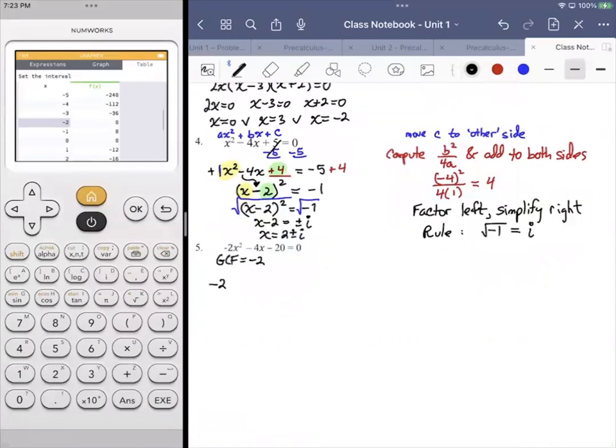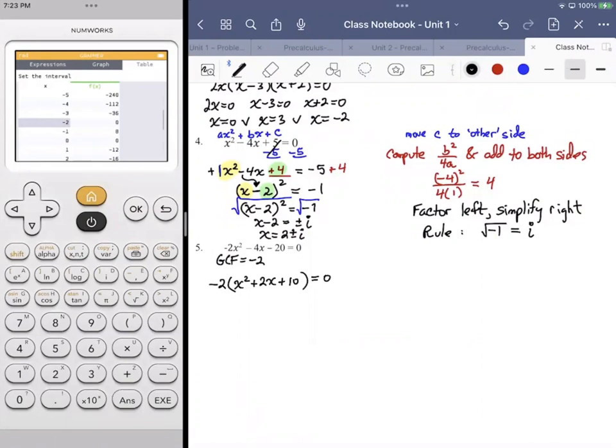So -2x squared plus 2x plus 10. And again, same idea as before. If you could factor it, go ahead, but we're going to do completing the square. Now you might wonder what to do with that -2. Well, there's no variable attached to it. So I can divide both sides by -2 and just get rid of it.